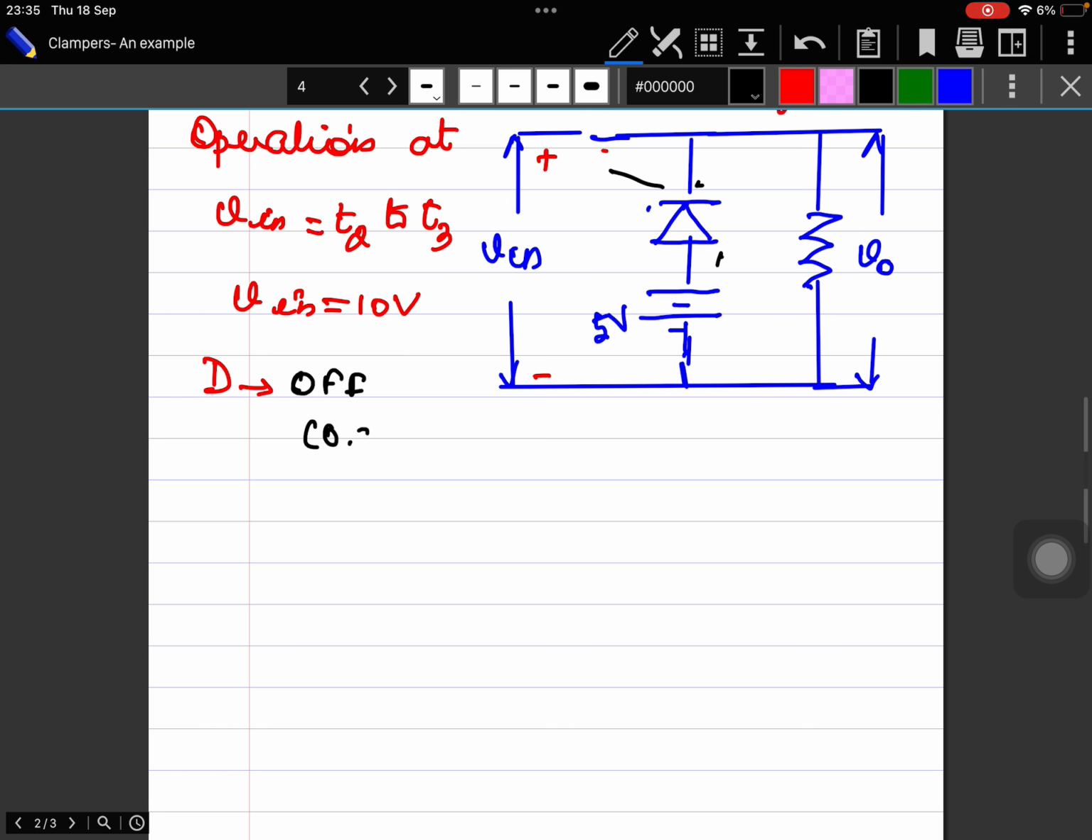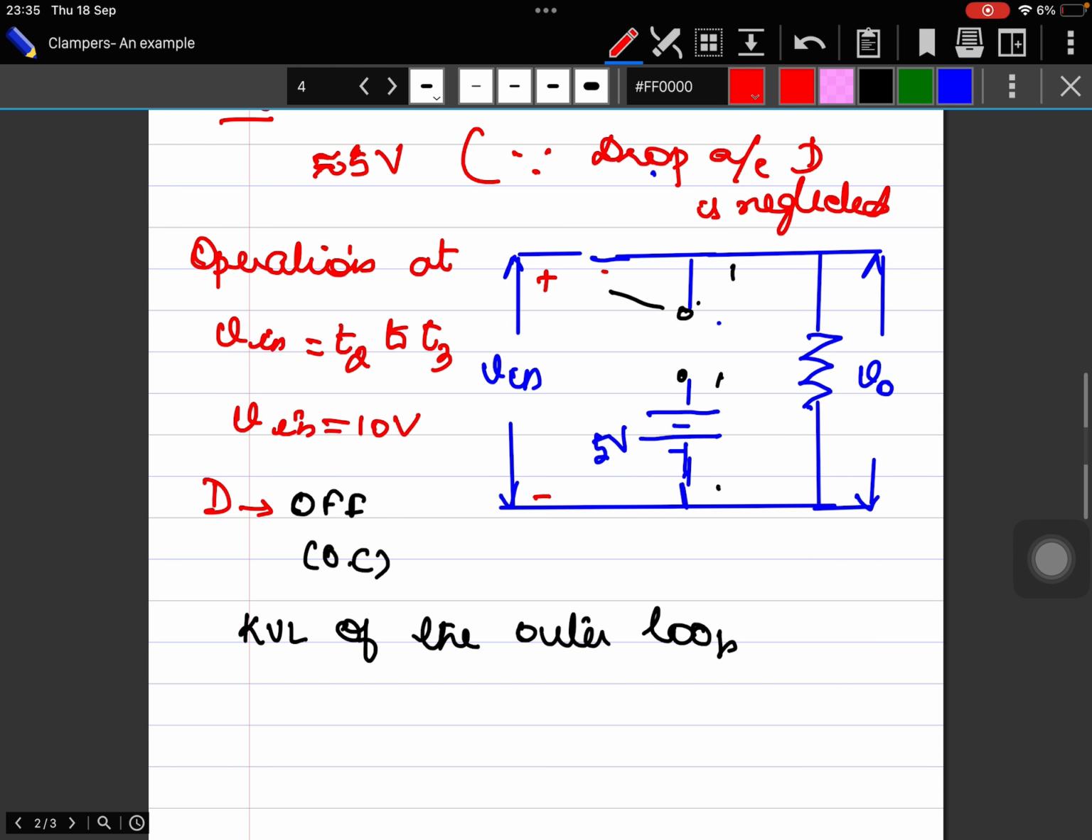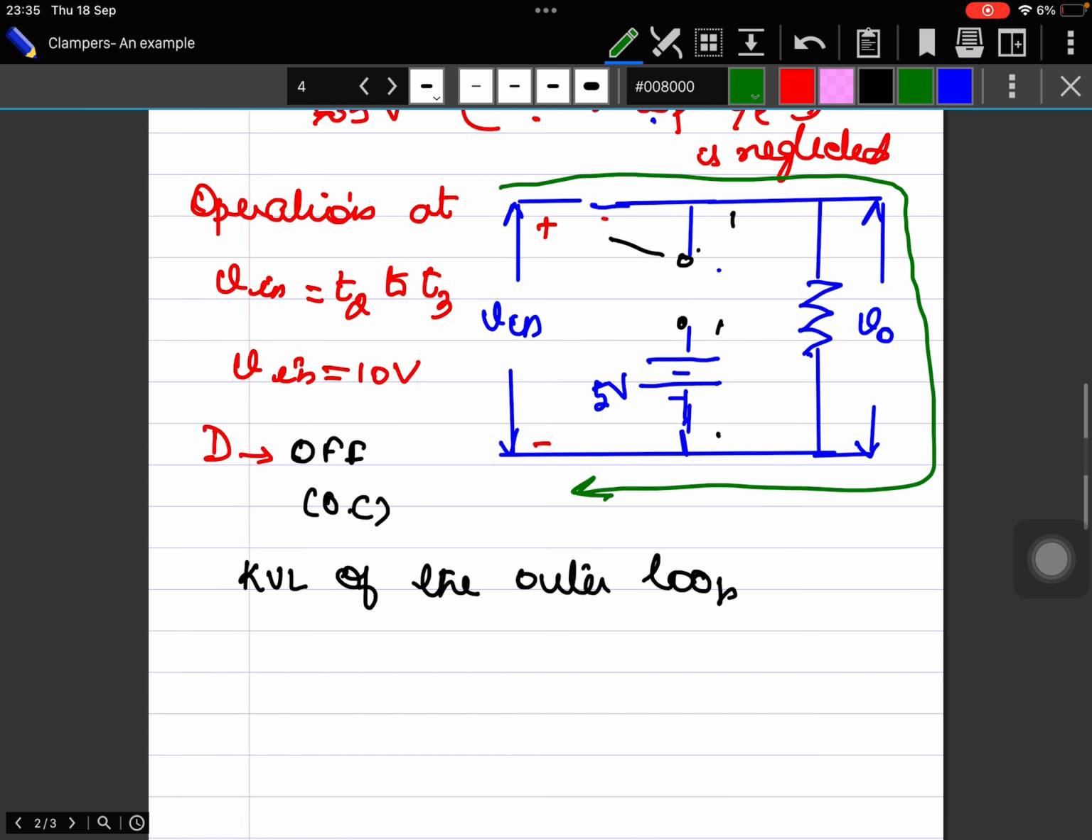So it acts as an open circuit. As we did before, we can remove the diode from our figure. The diode is assumed to be an open circuit, so this branch is totally cut off from the circuit. So we have to write the KVL of the outer loop now. When I write the KVL of the outer loop, the current from this 10 volts will flow here, here, and it will flow here.